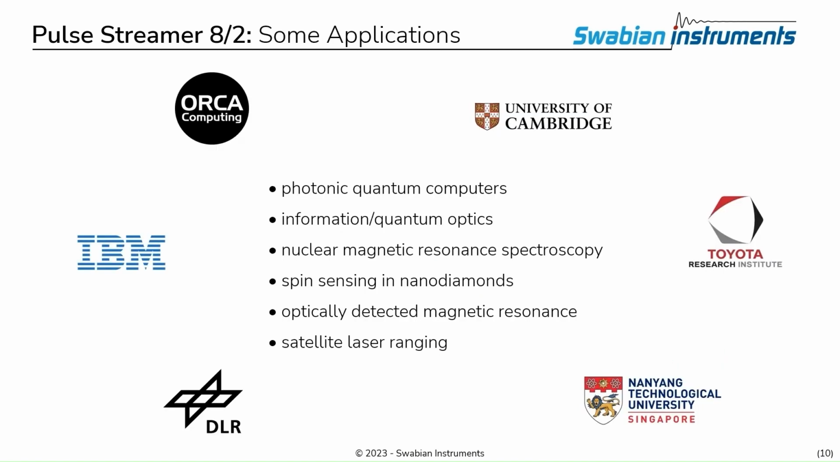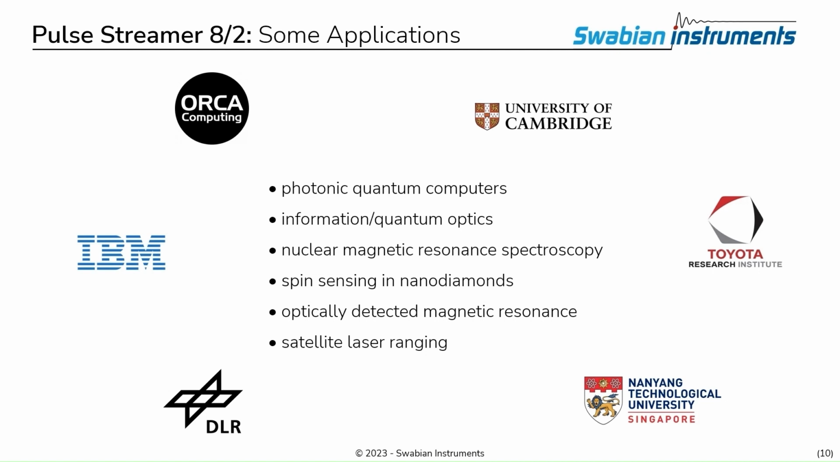The Swabian Instruments Pulse Streamer A2 is applied worldwide in demanding scientific use cases. The scientific community and industrial research use the device to control their experimental setups. The application field ranges from quantum computer research and other applications in quantum physics to geodesy applications.